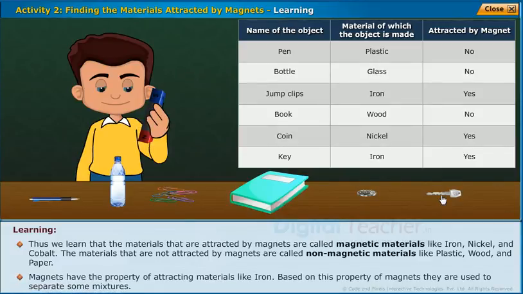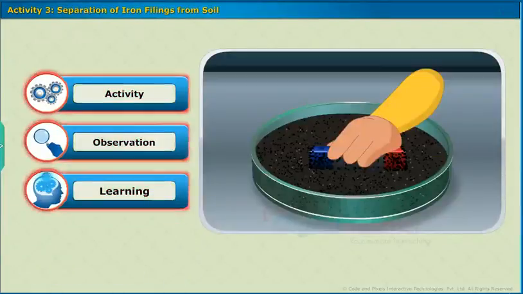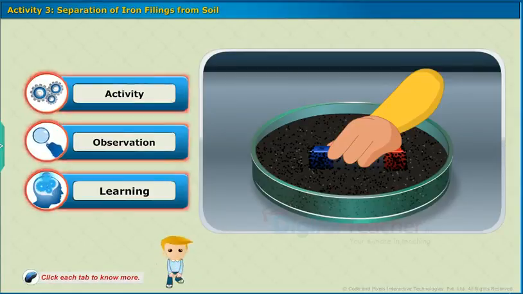Magnets have the property of attracting materials like iron. Based on this property of magnets, they are used to separate some mixtures. Here, let us do an activity to know how we can separate the iron filings from soil. Click each tab to know more.